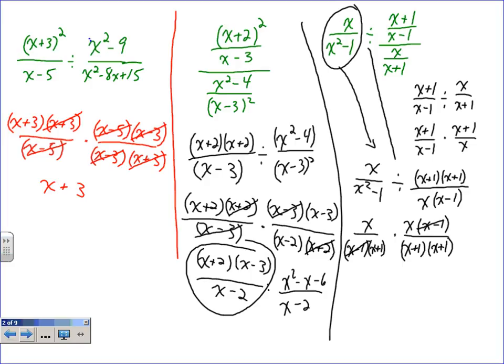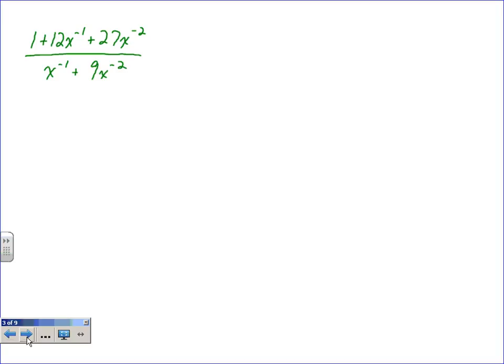So x times x is x squared. And I have x plus 1 times x plus 1 times x plus 1. I'm just going to write x plus 1 cubed. Okay. All right, so far? Hang in there. We got one more.